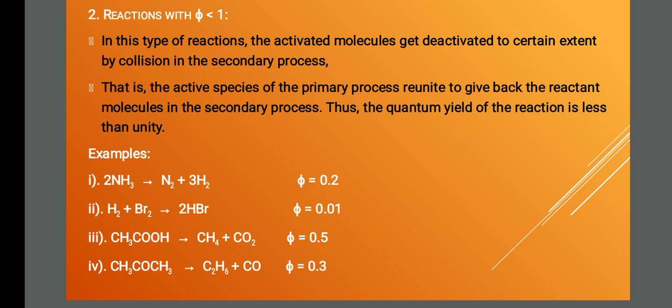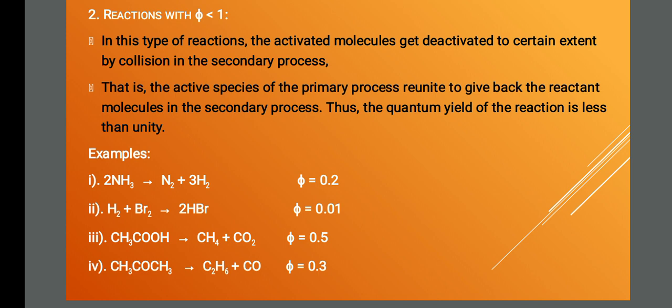Is it okay? So examples: ammonia gives nitrogen plus hydrogen, 0.2; hydrogen plus bromine gives hydrogen bromide, 0.01; acetic acid gives methane plus carbon dioxide, 0.5; and methyl acetate gives methane plus... and here the quantum yield is found to be 0.3. Is it okay? So this is something about the phi value being less than 1. Are you able to understand me? I'll repeat this point once again.